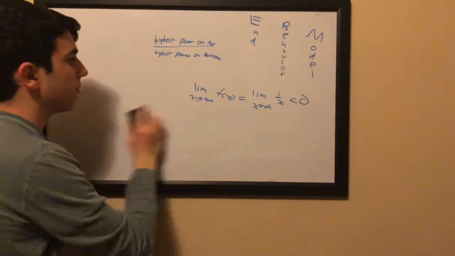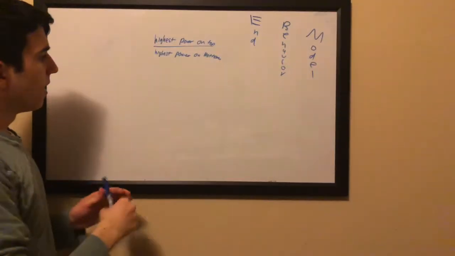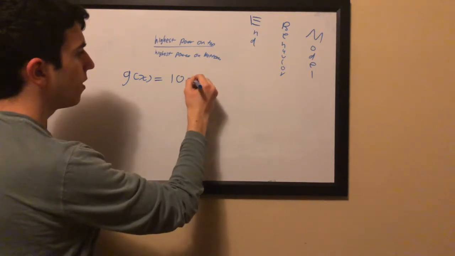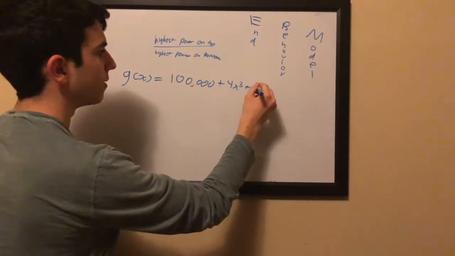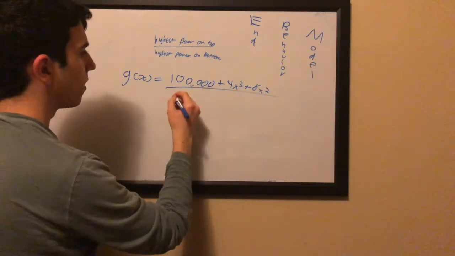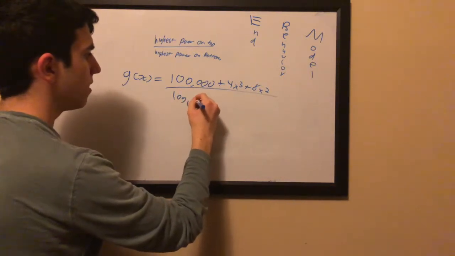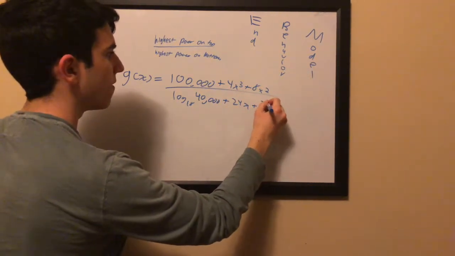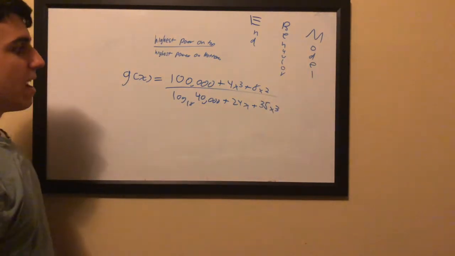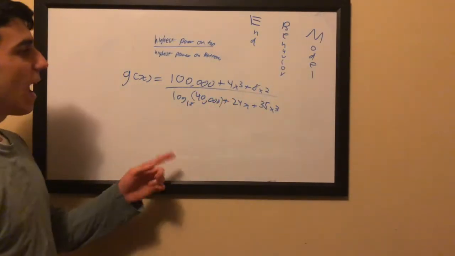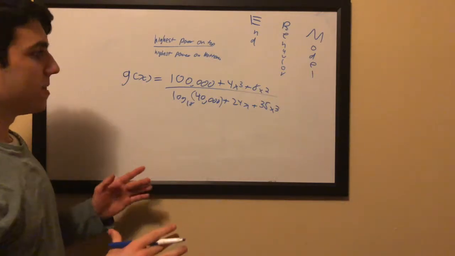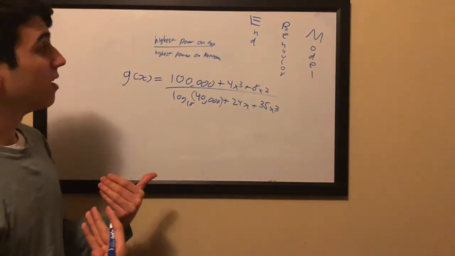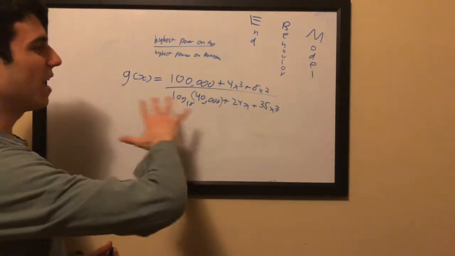For example, I'm just going to make one up right here. Let's say g of x equals 100,000 plus 4x cubed plus 8x squared divided by log base 18 of 40,000 plus 24x plus 35x cubed. Now, if we hadn't talked about end behavior models, this would be a monstrosity. I would be freaking out about this. I wouldn't know what to do if I didn't have an end behavior model. So what we're going to do instead is just make this entire mess go away.